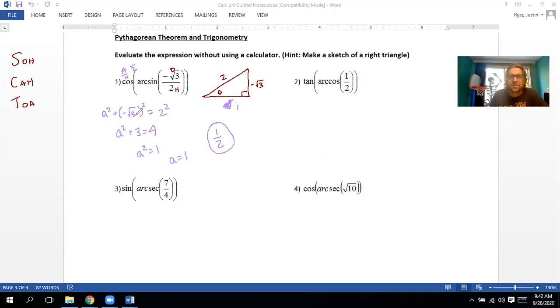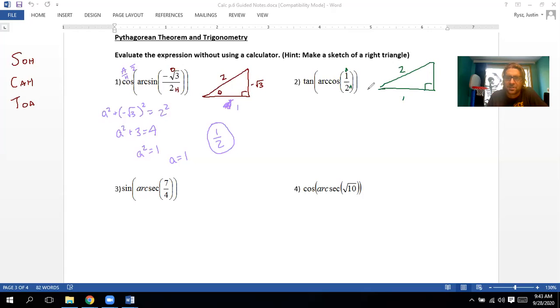We'll just stick with the positive answers for this class. We won't have to look at scenarios where we could potentially have a negative. So, same thing, if I got the tangent of the arc cosine of 1/2, I like to make a little right triangle here. Cosine is adjacent over hypotenuse, so that means our adjacent side would be 1, our hypotenuse would be 2.